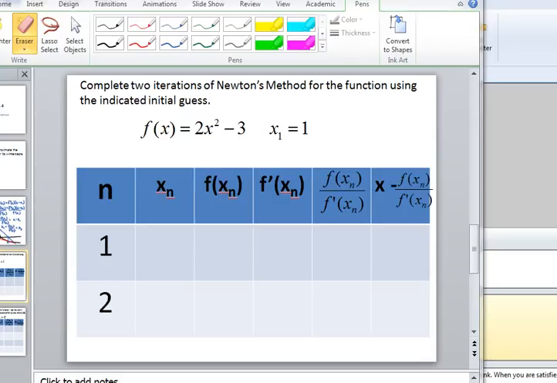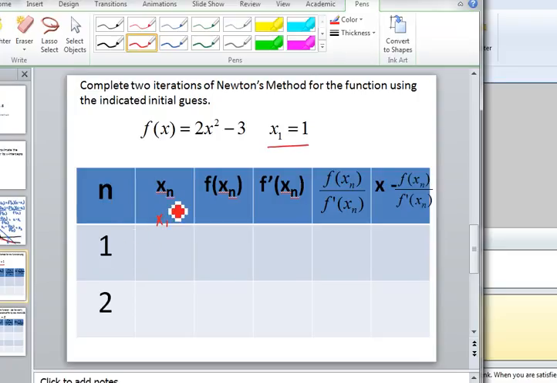Okay, what we're going to be doing in this first example is we're going to complete 2 iterations of Newton's method. They do give me my initial guess. My initial guess, they tell me, is x of 1 will be 1. Normally we'll have to find our initial guess through a graph, but anytime they give me my initial guess, I will be using that. So we're going to always just complete these charts, and you'll always be given the chart. So all you've got to do is fill it in.